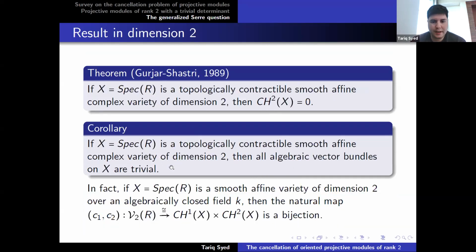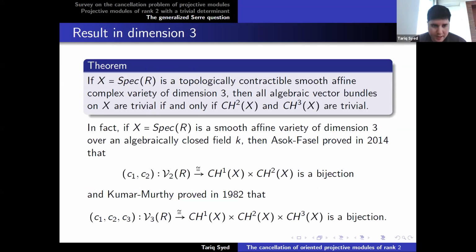And similarly, in dimension 2, Goya-Shastri proved in 1989 that Chow 2 is trivial for any topologically contractible smooth affine complex variety of dimension 2, so for any complex surface which is topologically contractible. And therefore, because vector bundles are completely classified, as I indicate here, by Chow groups, the generalized Serre question has a positive answer in dimension 2.